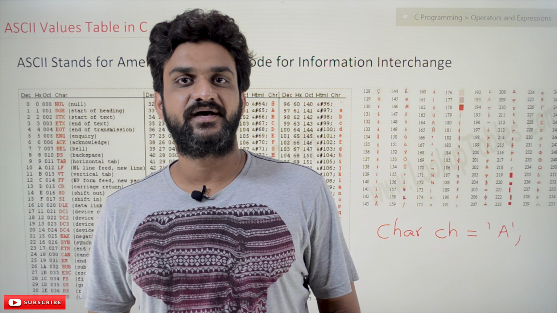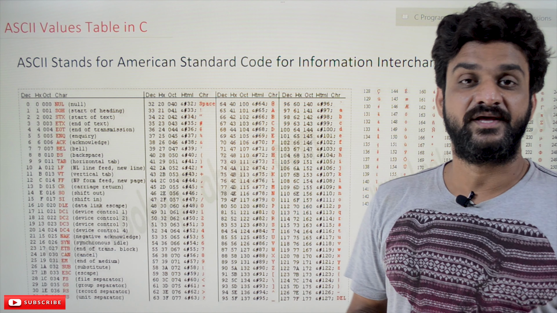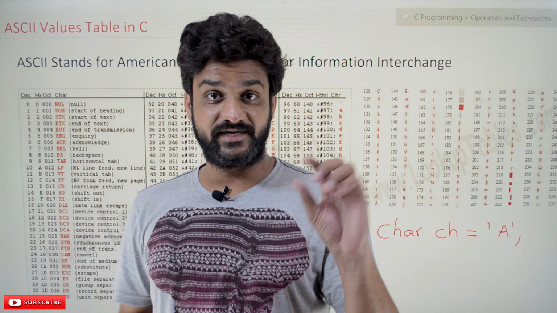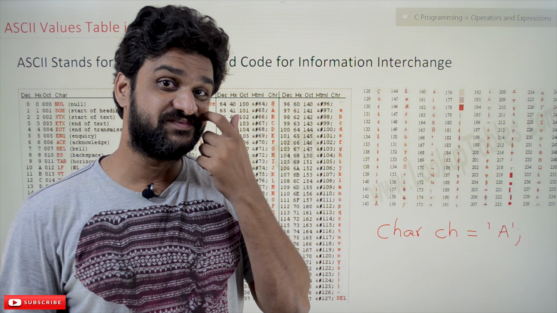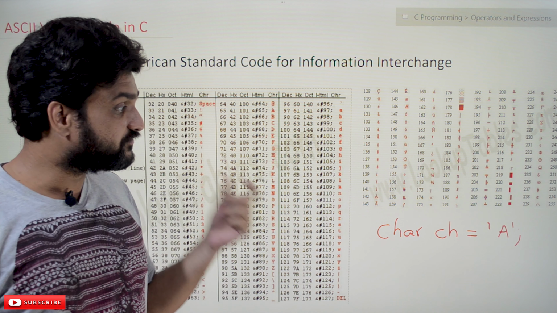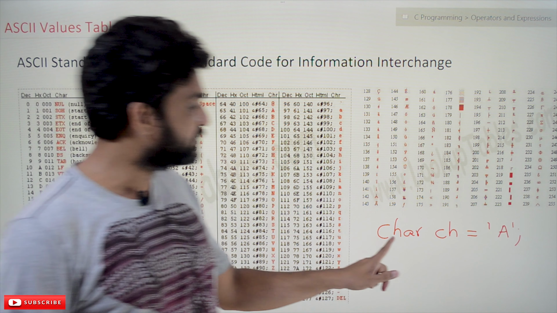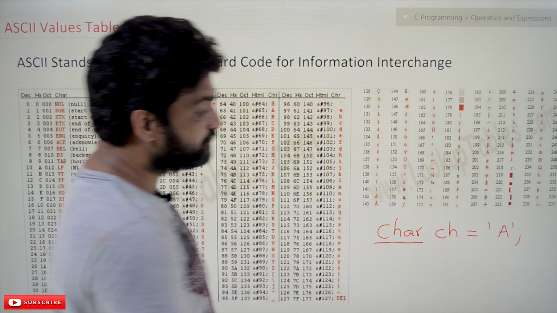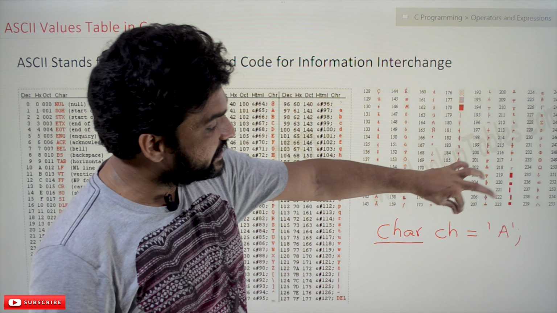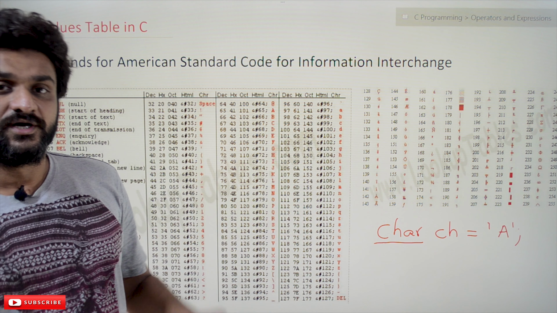I am Vikram. In this class, we'll try to understand the ASCII value table in C. The concept of the character data type has already been discussed in our previous videos. There we said that whenever we declare a character, we use the keyword data type char, and this is the variable name ch, and this variable ch is assigned with 'a'.